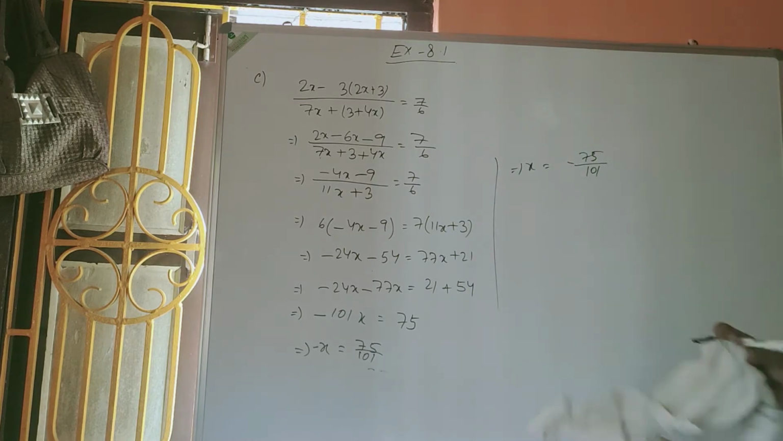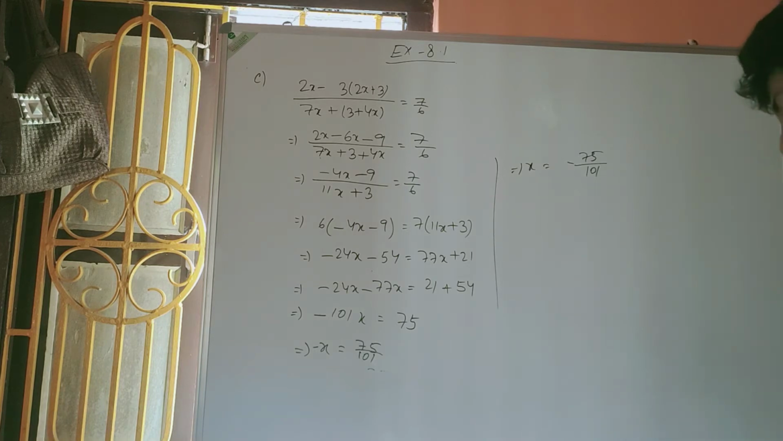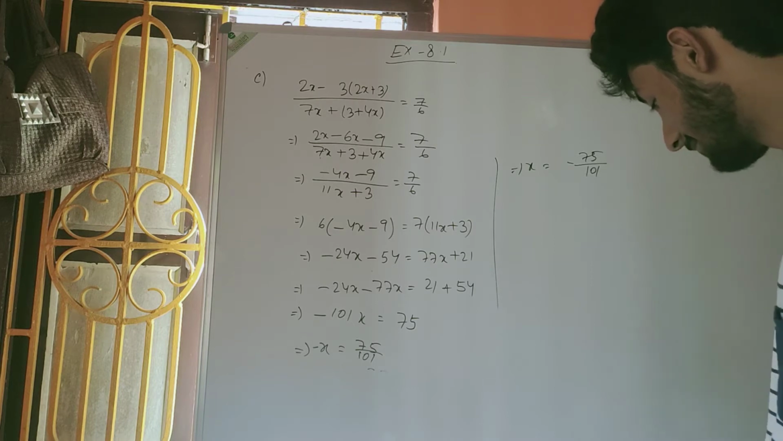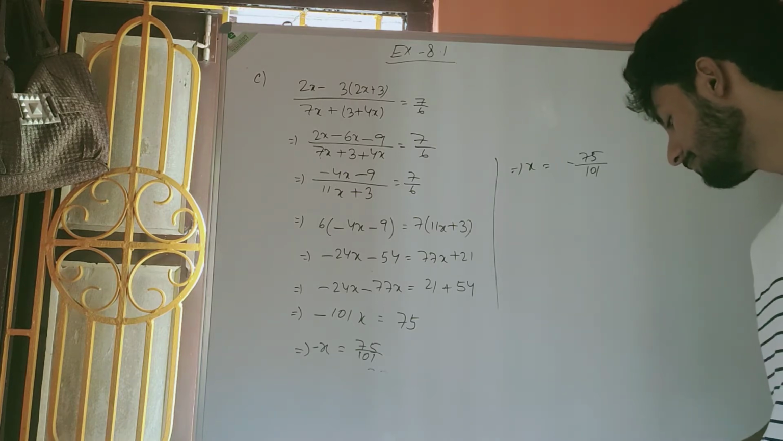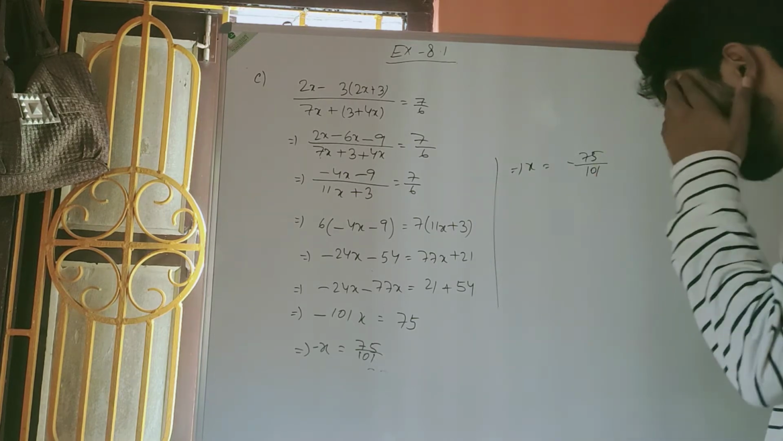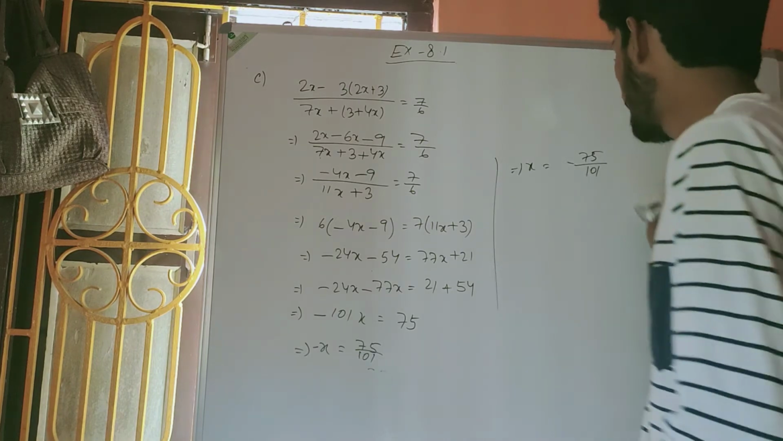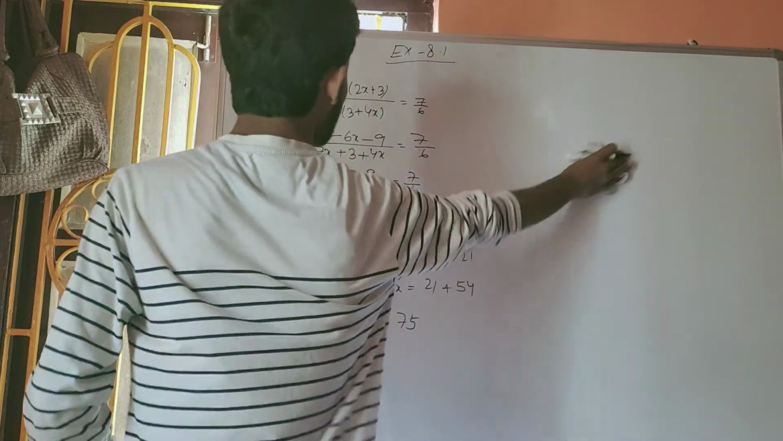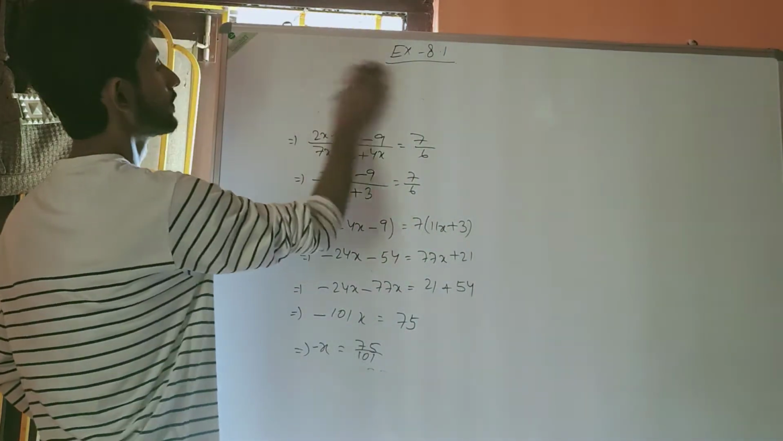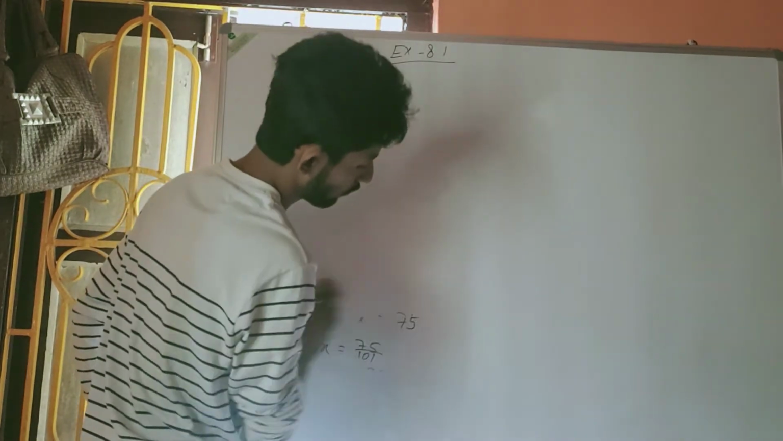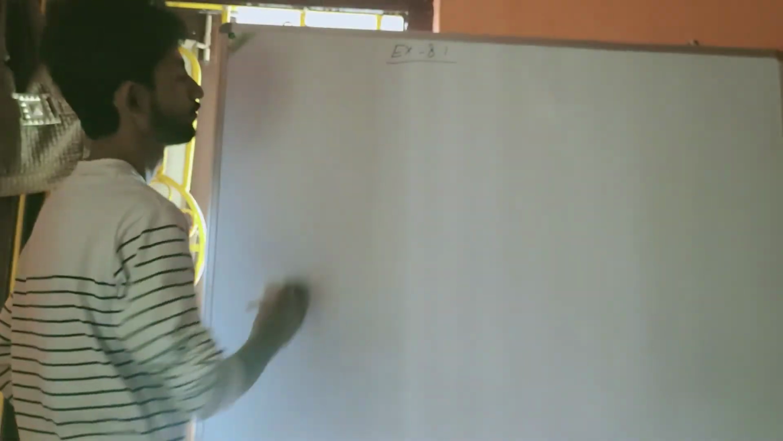You can write like this also. Okay. Now question number D. D is the same as question number B. You can try it also. Okay. Now question number E. I am coming to question number E. What is the question number E?